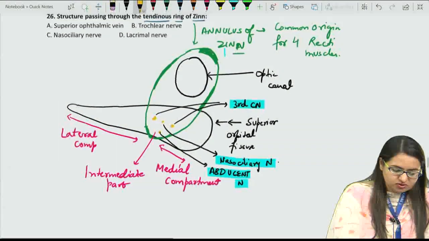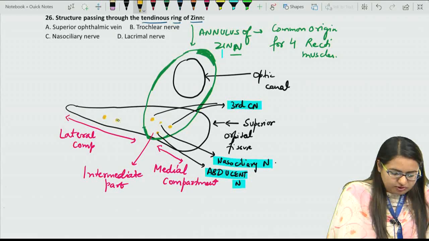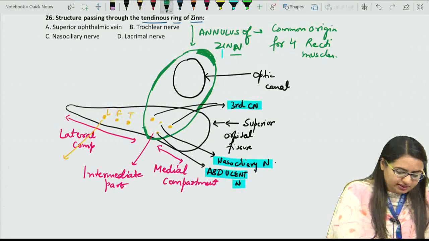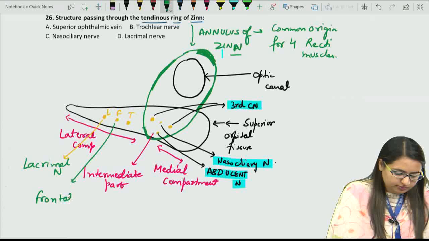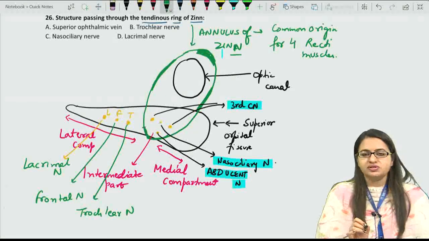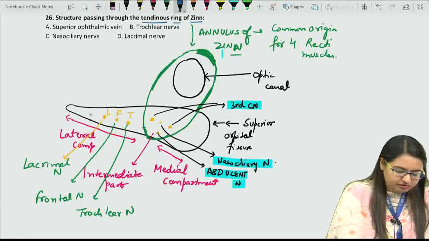Apart from this, in the lateral compartment we have 3 nerves, and the mnemonic for this is LFT. This one is the lacrimal nerve, this is the frontal nerve, and this is the trochlear nerve. The lacrimal nerve, frontal nerve and nasociliary nerve are the 3 divisions of the ophthalmic nerve. Apart from this, we have a vein over here, the superior ophthalmic vein.